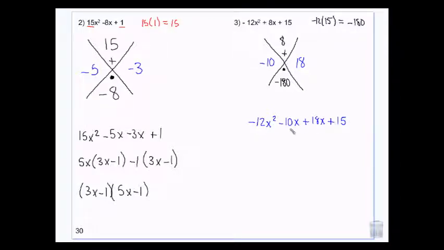Okay, because here I can divide by 2, and if I had put the 12 and the 18 together, I could have divided by 6. So these are both negative and these are both positive. So I'm going to pull a negative out of the front. I'm going to pull -2x, and I'm going to get 6x minus 5. And then from 18 and 15, I can divide by 3, and I'm going to get 6x plus 5.